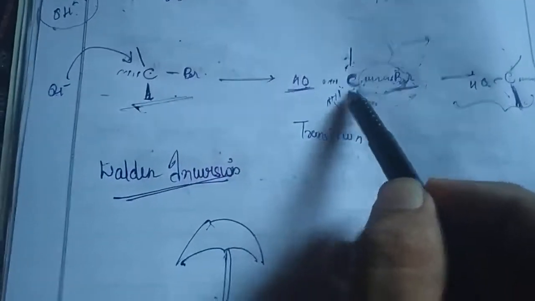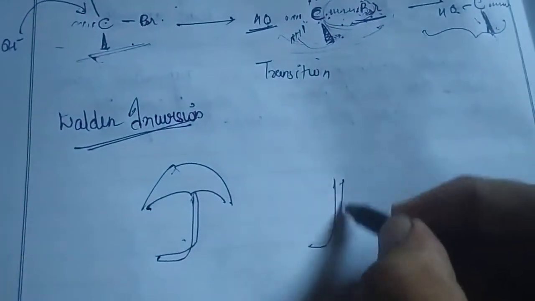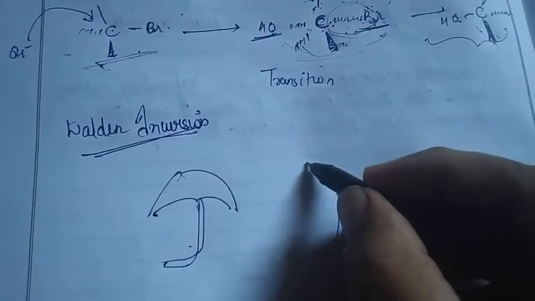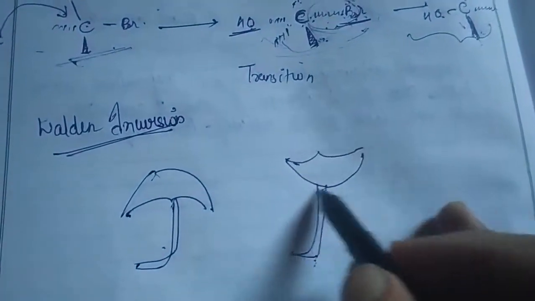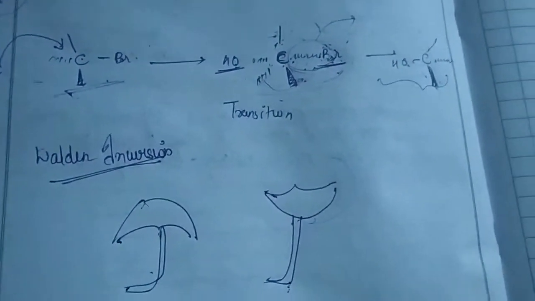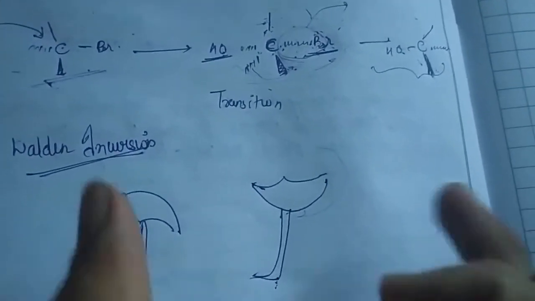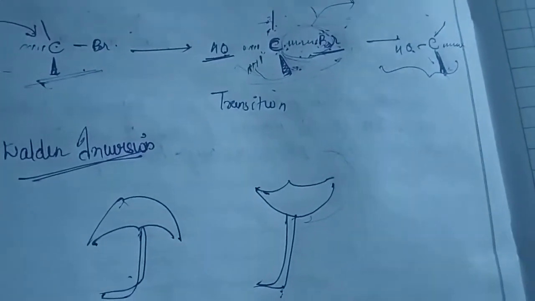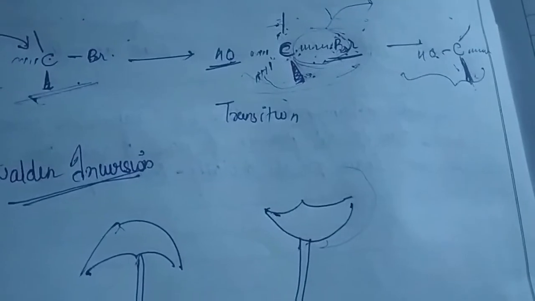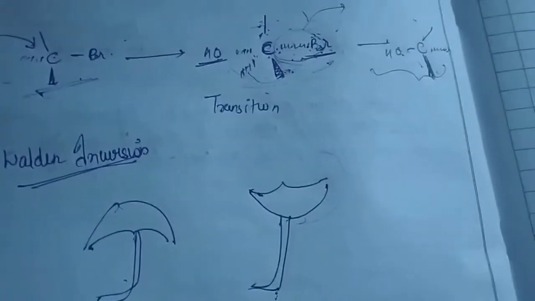But after the SN2 mechanism, what happens? This will be in this way, like this. The handle should be below, whereas this structure will be topsy-turvy. It will be upside down. So this is called as what? Walden inversion. When is it possible? In our SN2 mechanism.